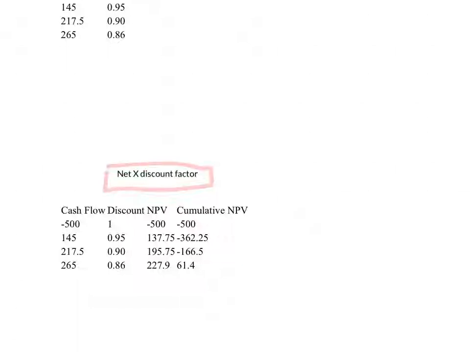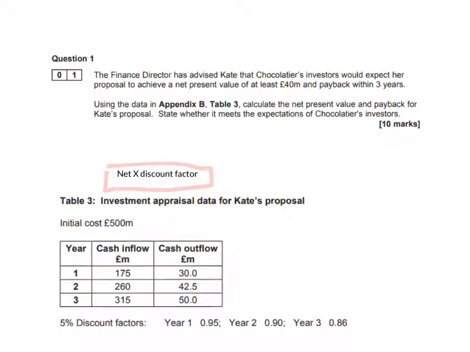So what you'd write, obviously, you'd show these calculations, you'd put the answer, 61.4 million, and then you go back to the question. You'd see that they expected a net present value of at least 40 million, so you'd mention that this exceeds the target of 40 million.